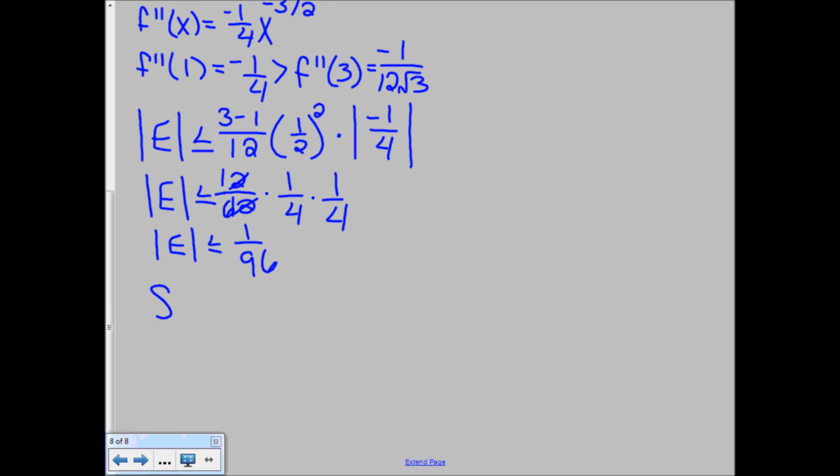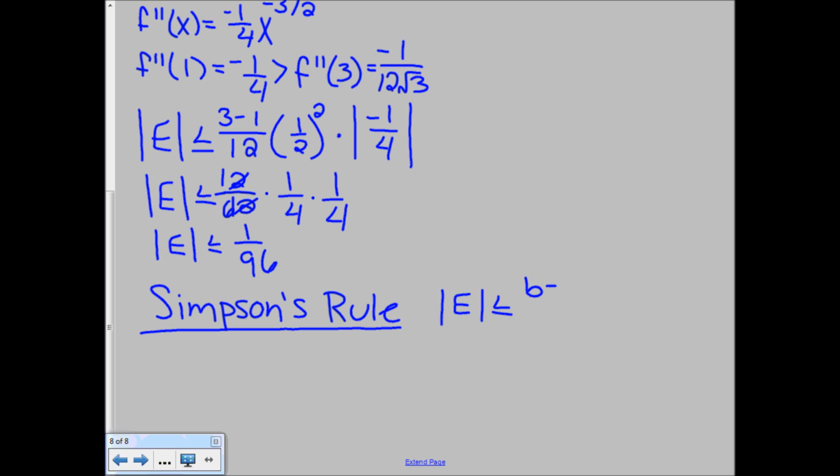Now let's do it with Simpson's rule and see just how much more accurate it is. For Simpson's rule, the formula is that the absolute value of the error is less than or equal to B minus A over 180 times delta x to the fourth times the absolute value of the max of the fourth derivative. I ran out of room. So first we need to know the third and fourth derivatives.